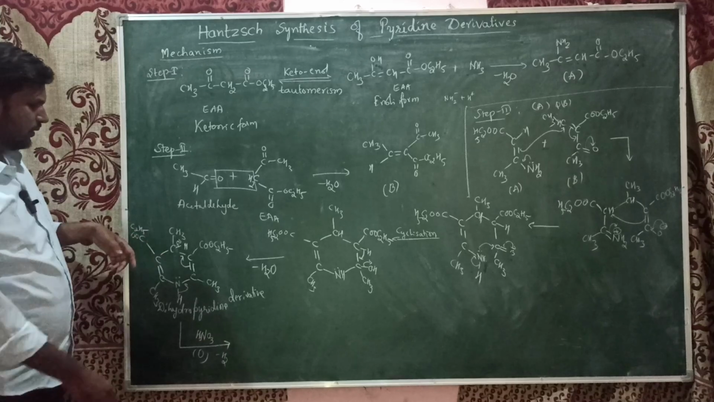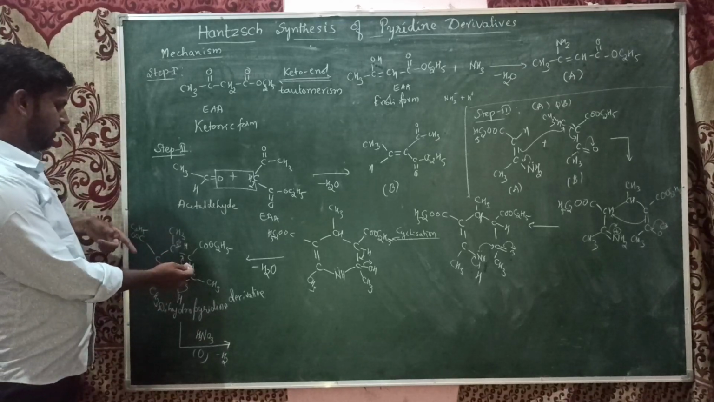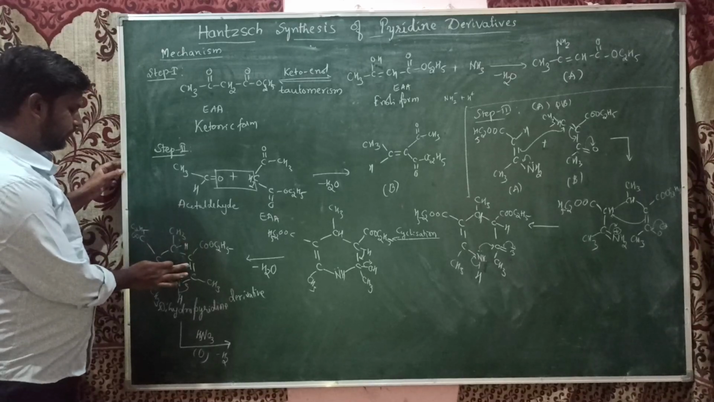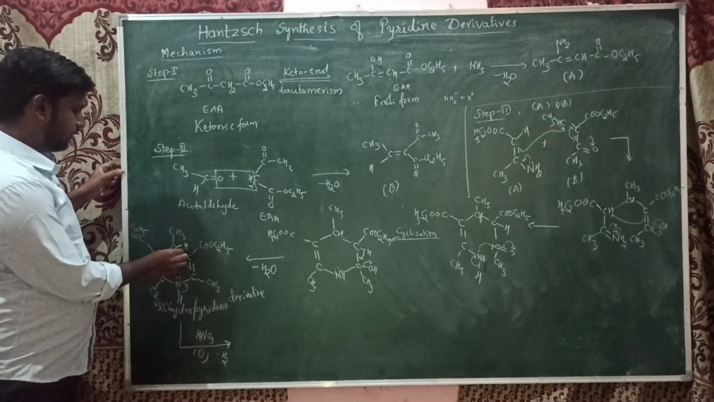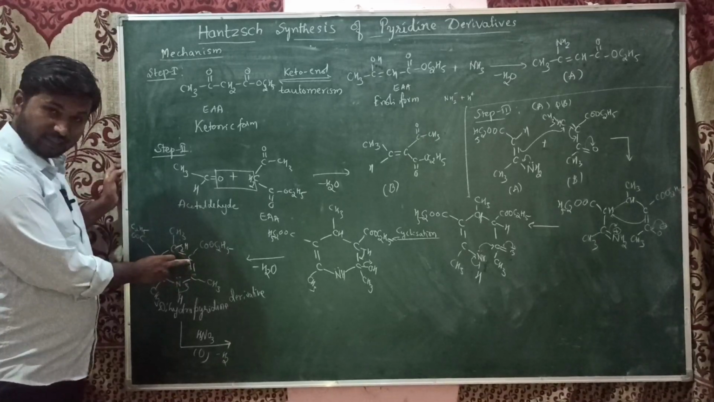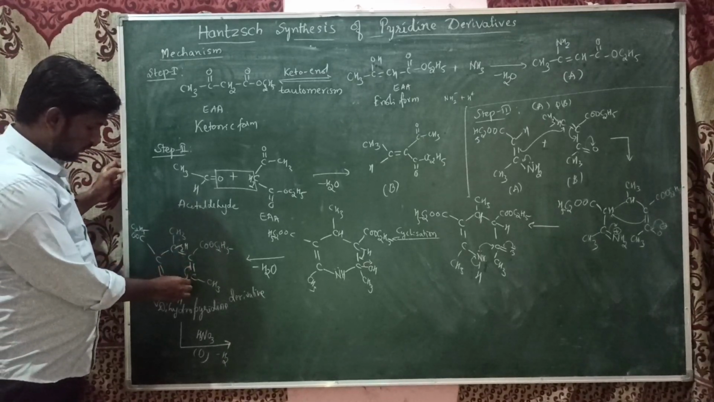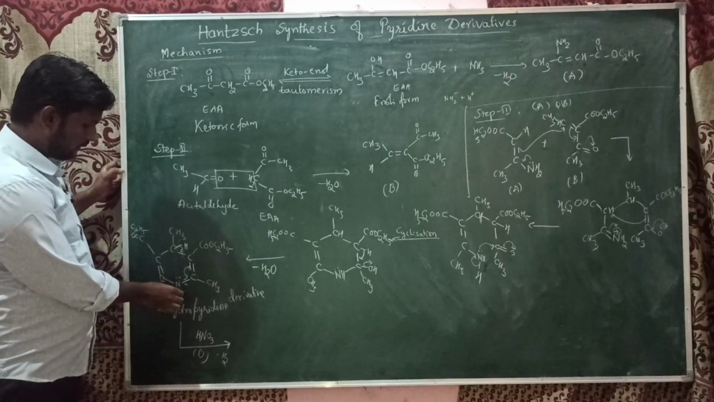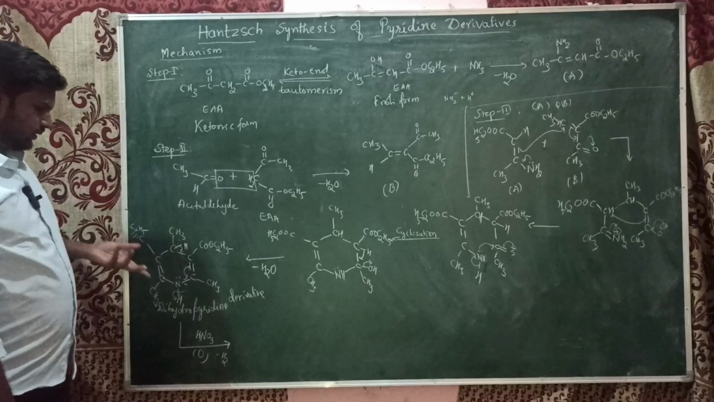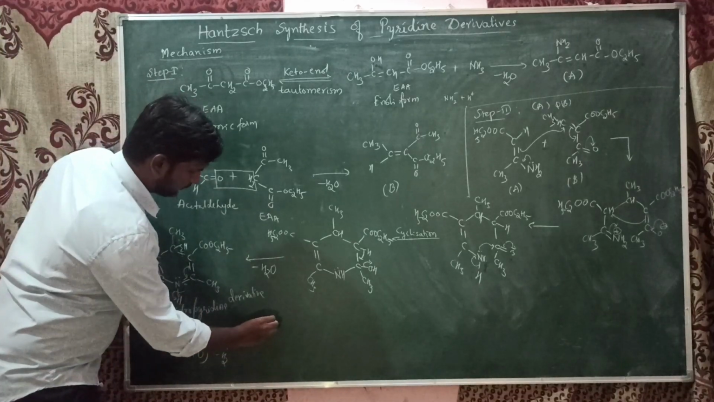So both are the same. This hydrogen will give an electron, and this will shift here. So one of these hydrogens will give an electron. It becomes a double bond, and the electron density on this carbon increases. It gives to the nitrogen, and further this hydrogen will be eliminated. Somehow it is dehydrogenation.